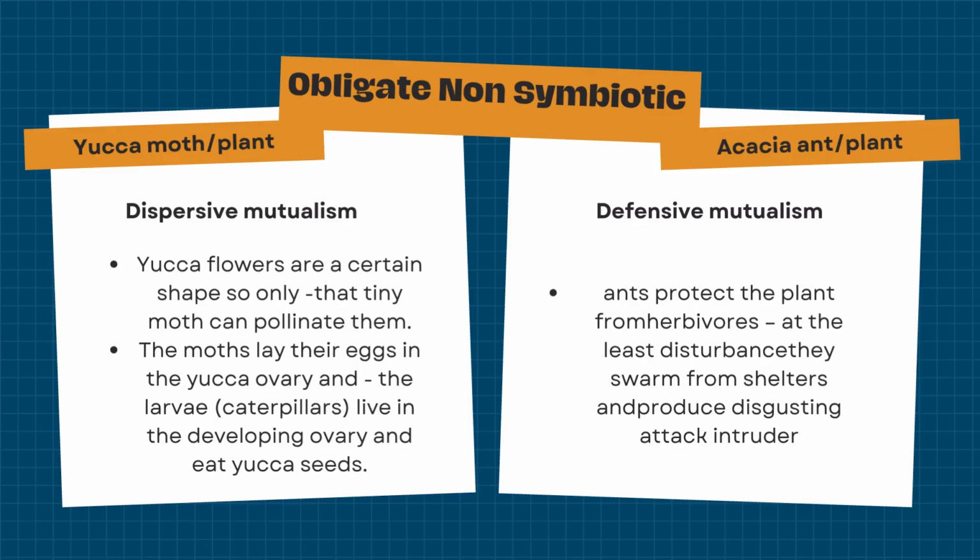yucca seeds. Another example is acacia and ants. This is an example of defensive mutualism. Ants protect the plant from herbivores. At the least disturbance, they swarm from shelters, produce disgusting odors and attack the intruder. Acacia gives ants more than thorns to live in. She feeds them sweet sap through special organs called nectaries.